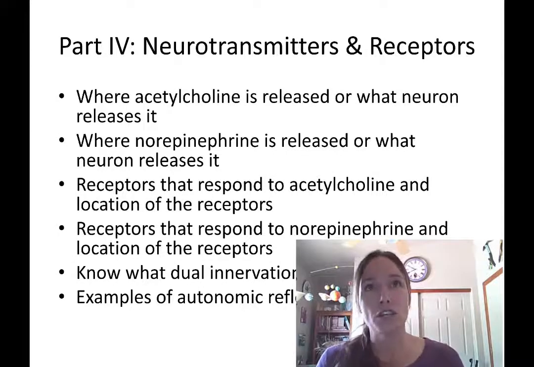And then you should know that the second neuron, whether it's parasympathetic or sympathetic, is the one that's going to be different. Sympathetic will release norepinephrine to be received by an alpha or beta receptor on the tissue or organ, whereas parasympathetic will release acetylcholine to be received by a muscarinic receptor.